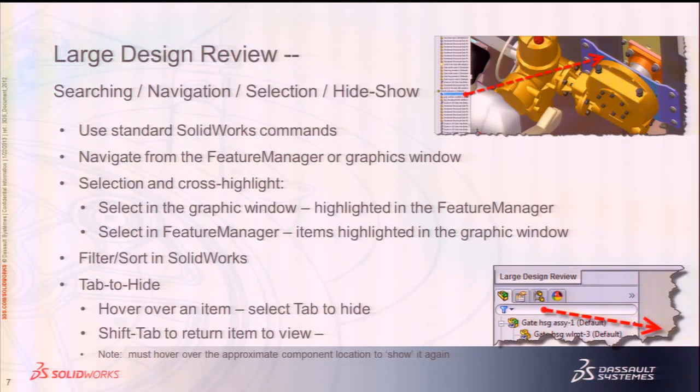Now, another thing that I really like to use is the tab to hide capability. If you're going to navigate your way through a complicated design, you want to basically peel away the layers and start to look deeper and deeper. And the tab to hide functionality, does anybody use this in SolidWorks?